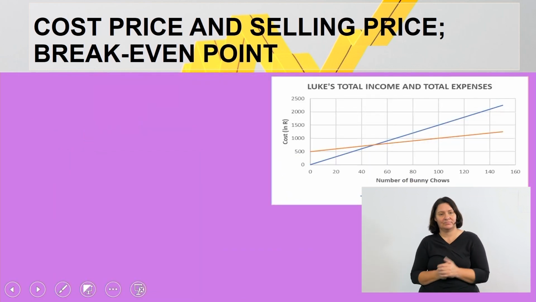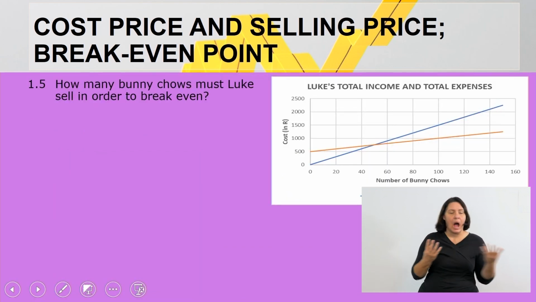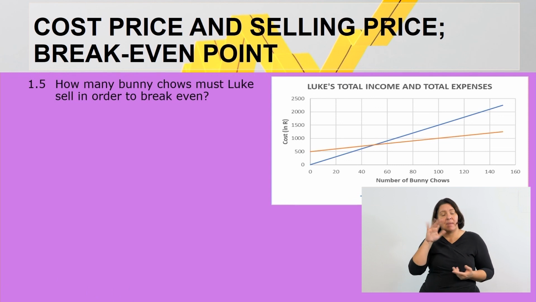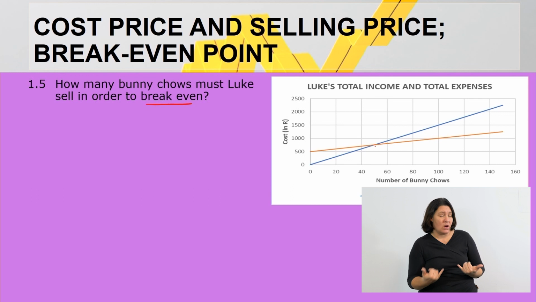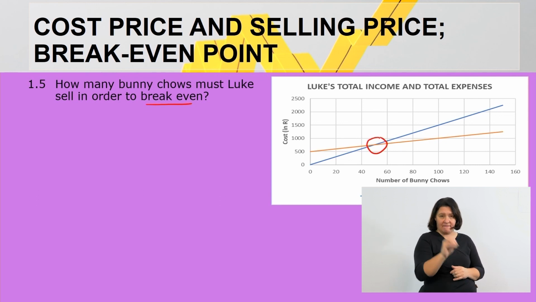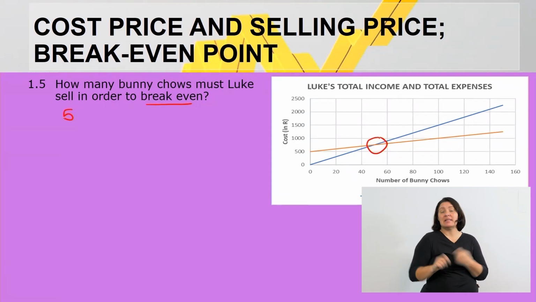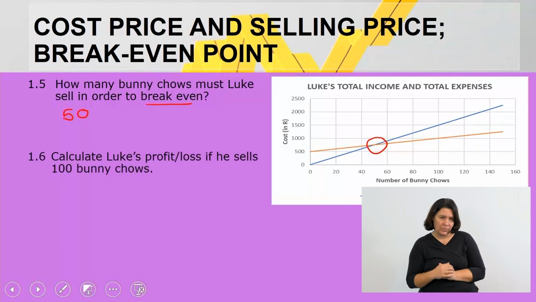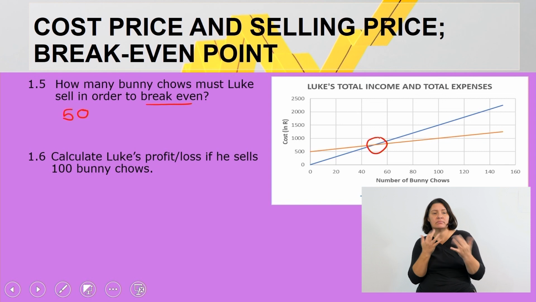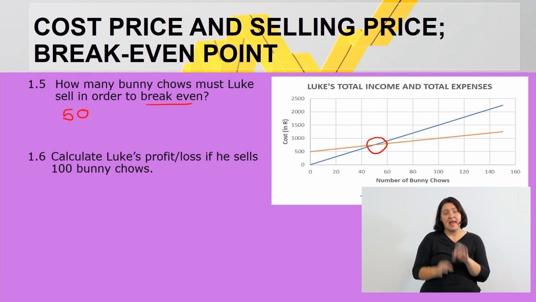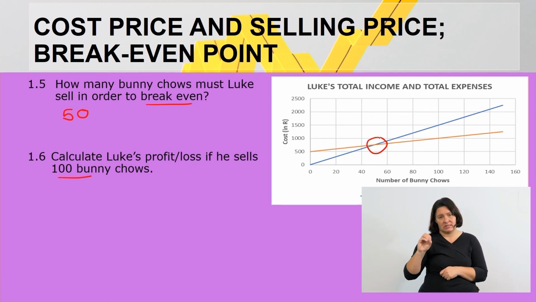Let's quickly look at another sum. It says, how many bunny chows must Luke sell in order to break even? Now looking at this, and based on what we've done just now, remember there's the break-even point, and we indicated he must sell 50 bunny chows. And then, last question here, calculate Luke's profit or his loss if he sells 100 bunny chows.